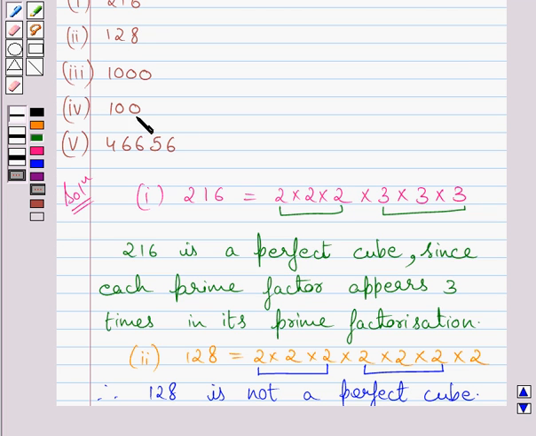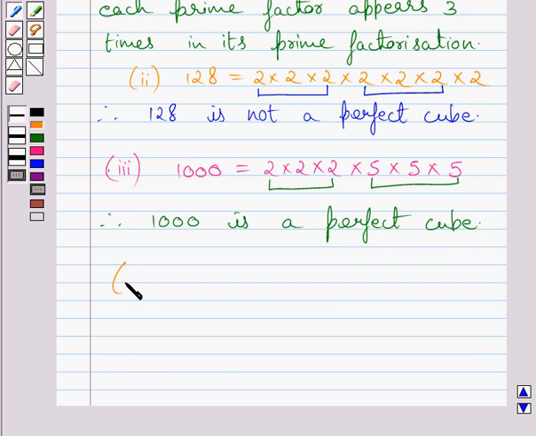Now next given number is 100. Now prime factorization of 100 is 2 multiplied by 2 multiplied by 5 multiplied by 5. Clearly you can see none of the prime factors forms a triplet in prime factorization of 100. So 100 is not a perfect cube.